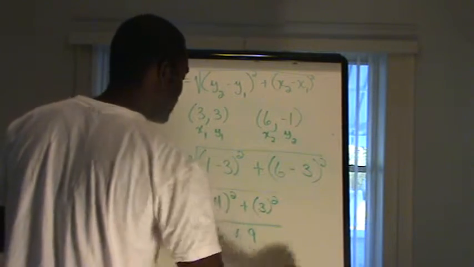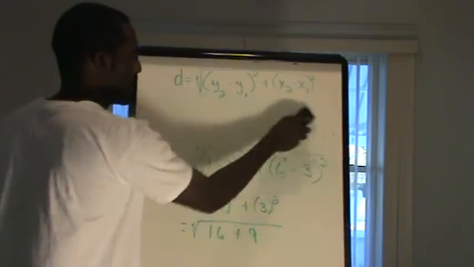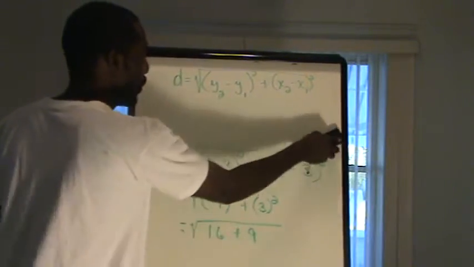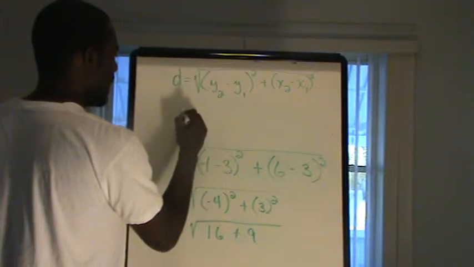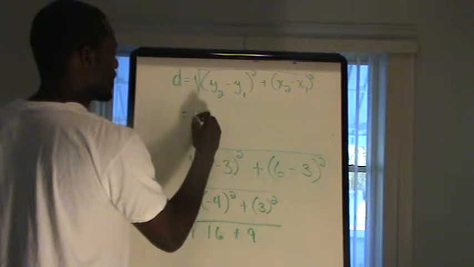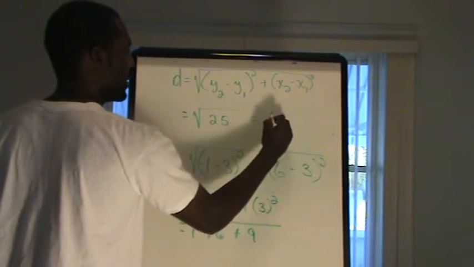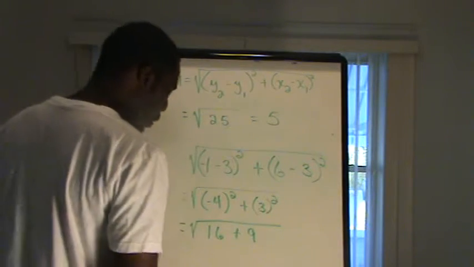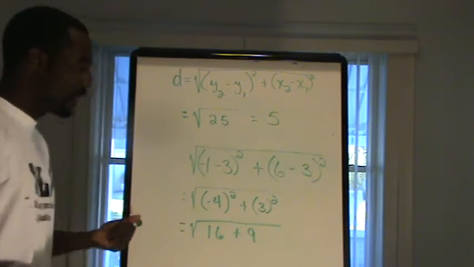And I'm going to erase a little bit because of the way that the video is actually showing. I don't have enough room on my board here, so follow me as I write my steps here. And now this is going to be equal to the square root of 25, which we know is 5. So the distance is 5 units apart in the plane for those ordered pairs.